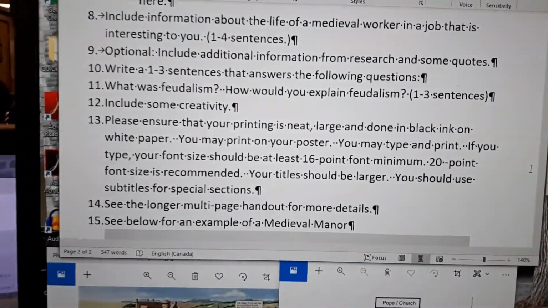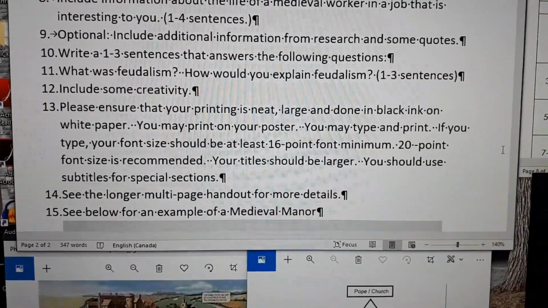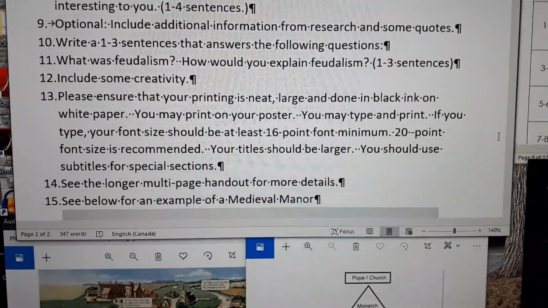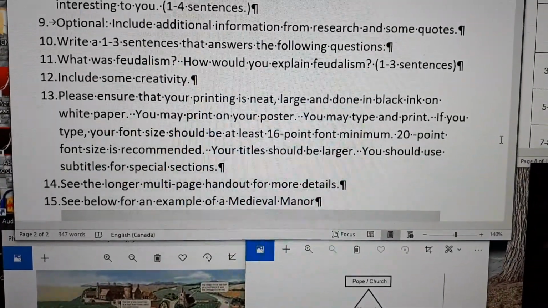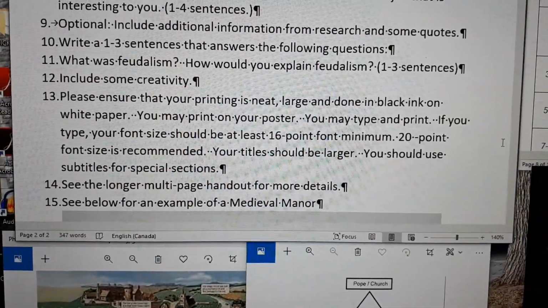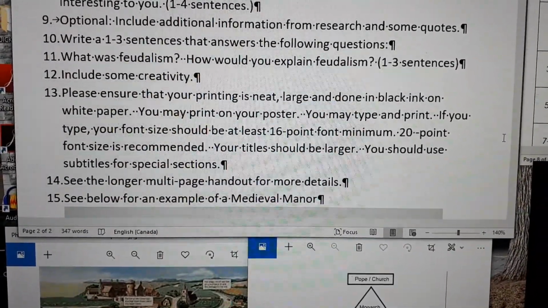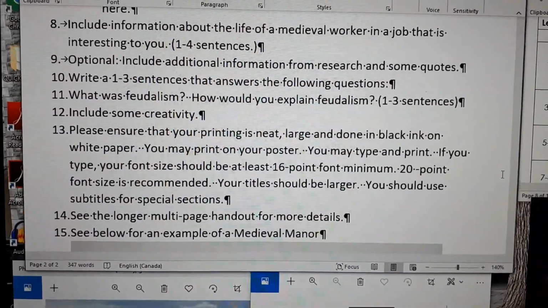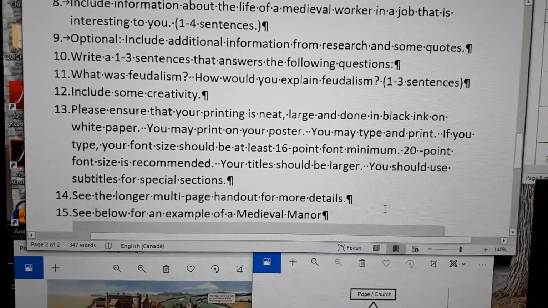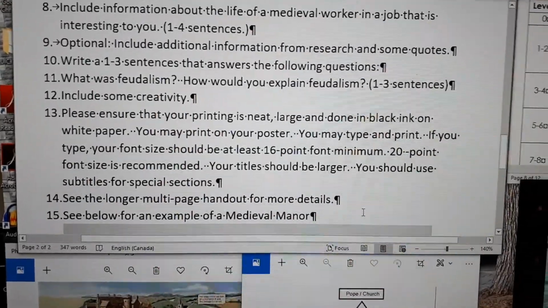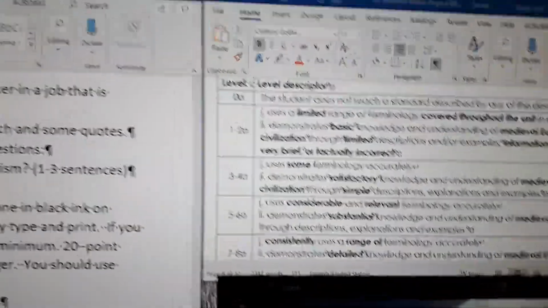Please ensure that your printing is neat, large, and done in black ink on white paper. You may print on your poster, you may type and print. If you type, your font size should be at least 16-point font minimum, 20-point font size is recommended. Your title should be larger. You should use subtitles for special sections. See the longer multi-page handout for more details. The longer page handout is over here.